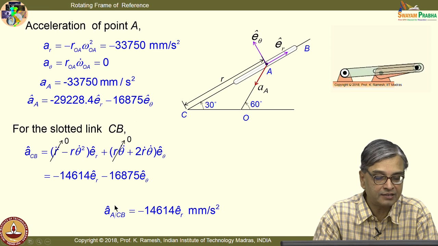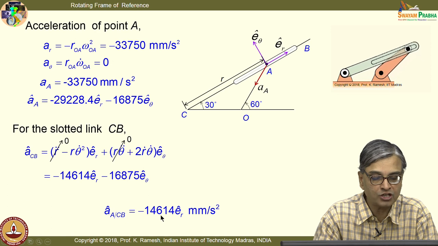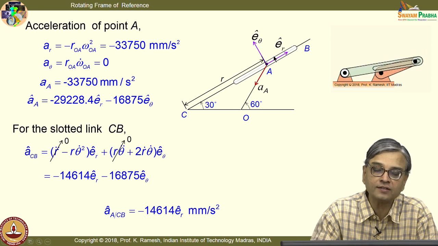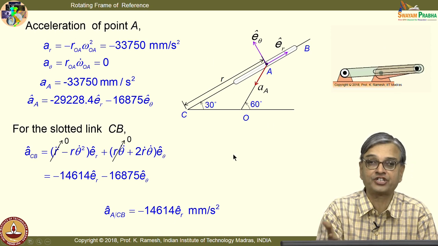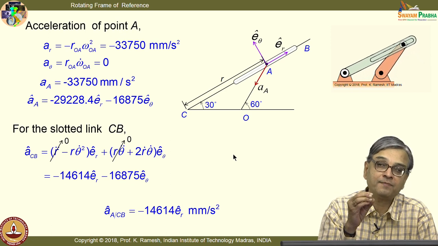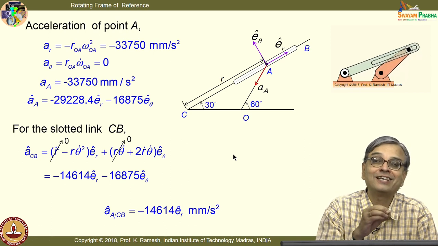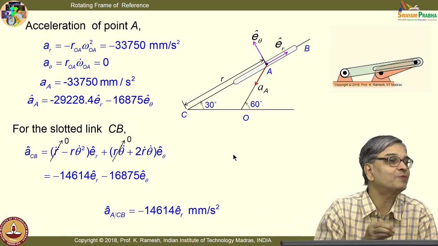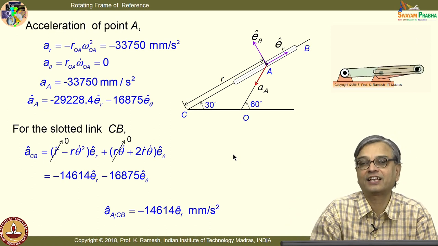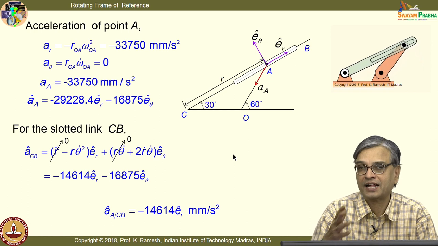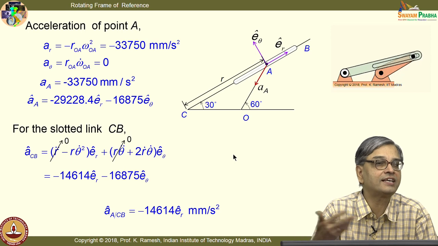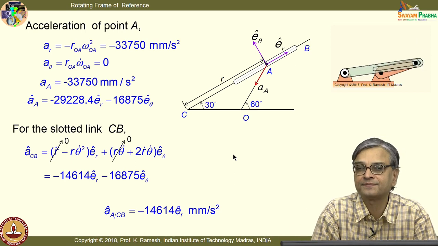So, I have acceleration of A with respect to CB as minus 14614 e_r millimeter per second square. This is again along the slot, which reinforces the discussion that when I sit on the rotating frame of reference, the slot dictates the direction of velocity as well as the acceleration direction. If the slot is straight, it turns out to be along the slot. If it is curved, it is dictated by the normal and tangential components.